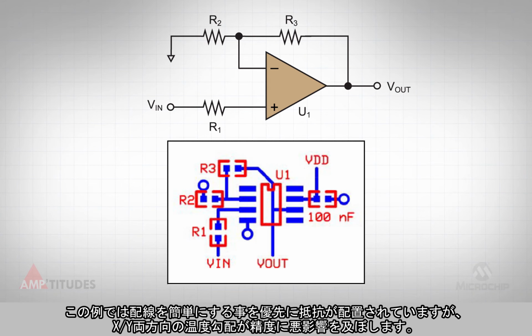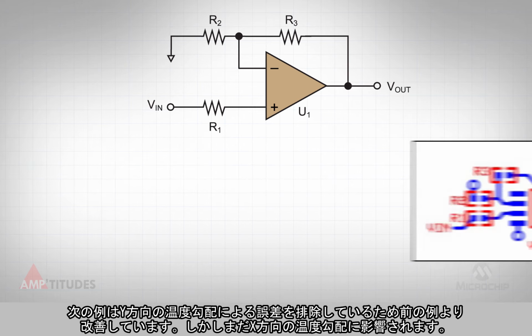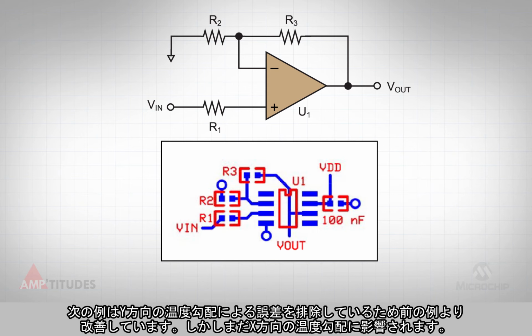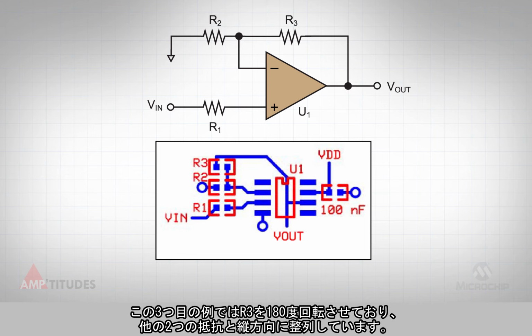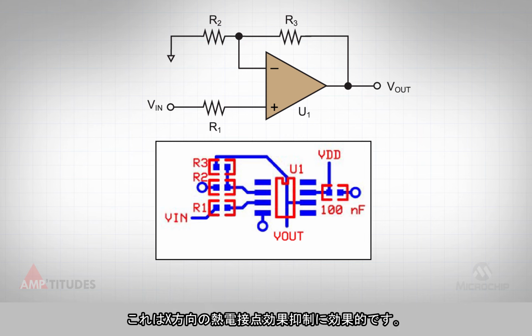In this example, the resistors are placed for ease of routing, but provide very poor cancellation of thermal-related errors, as the accuracy will be impacted by gradients in both the X and Y direction. This next layout example is better, as it removes any errors associated with thermal gradients in the Y direction, but is still impacted by gradients in the X direction. In this third layout example, R3 is rotated 180 degrees and is in vertical alignment with the other two resistors. This helps to minimize the thermal junction effects in the X direction.